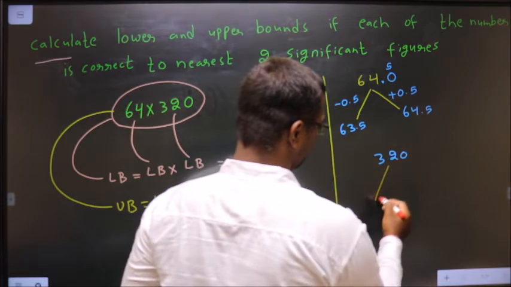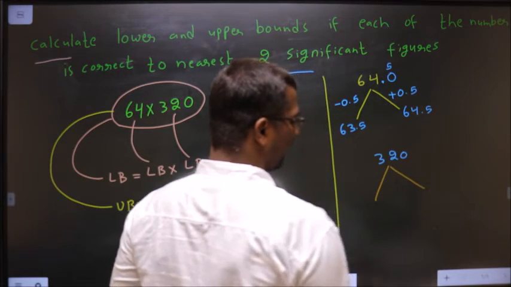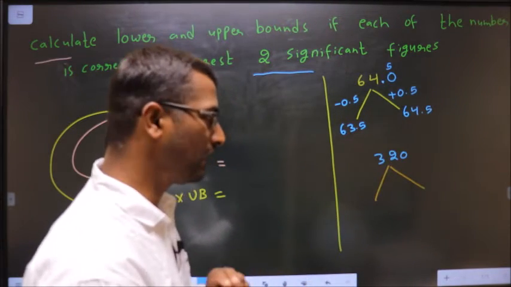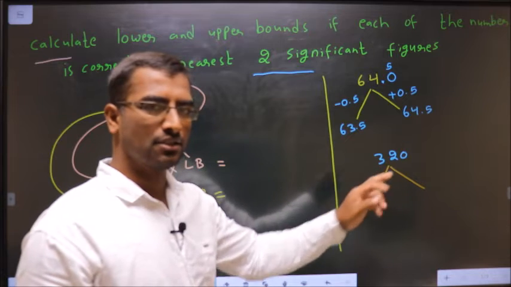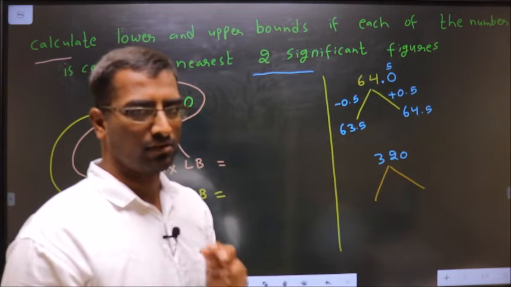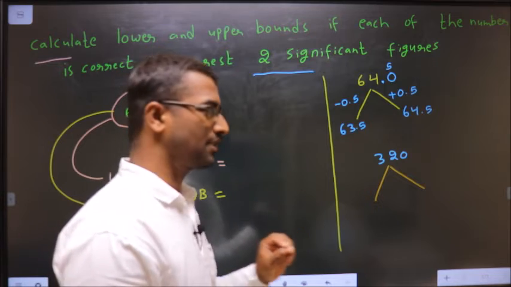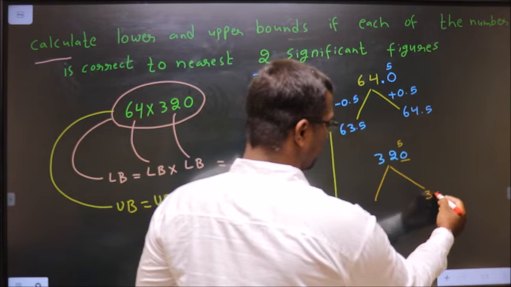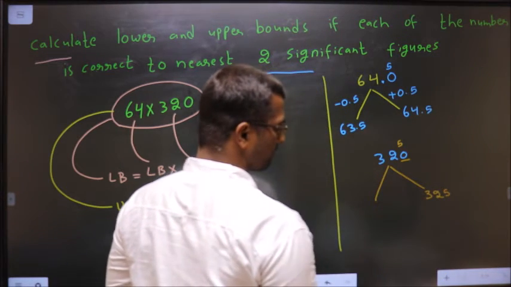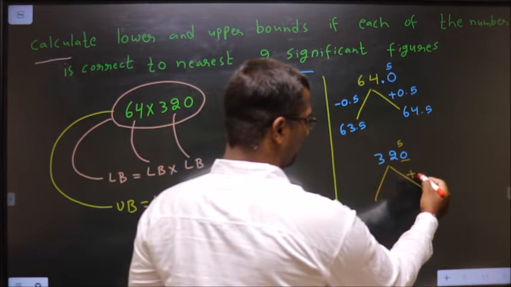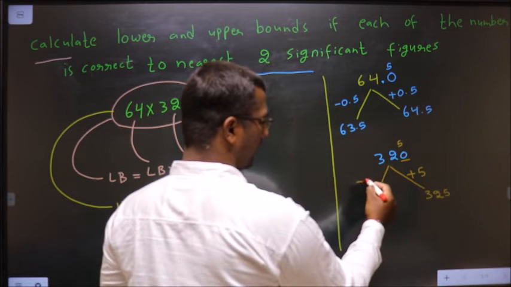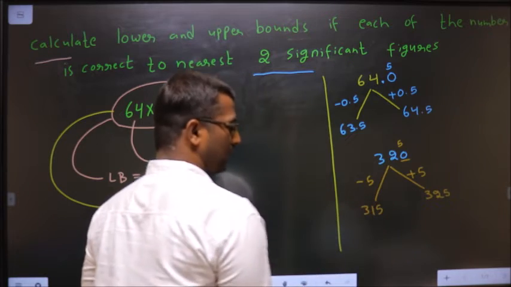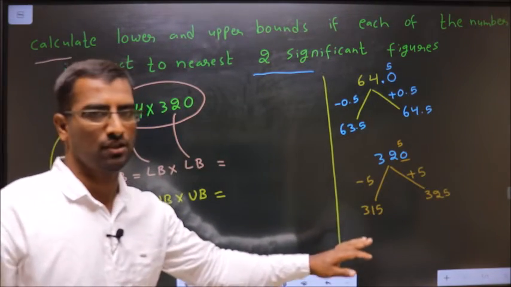Now here, what should I subtract and add? How will I decide? Even this is also correct to two significant figures. So I have to make this two into three significant figures now. And how do I do that? In this way. See, here I should get 5. Only then it becomes three significant figures. So to get 5 here, add 5. So whenever you are adding 5, also subtract 5. So when I subtract 5, I get 315. This is how we do.